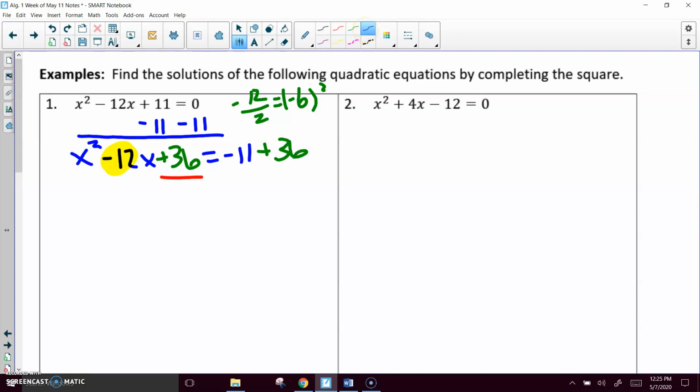My next step is to factor my perfect square trinomial. What do I multiply together to get positive 36 that adds to negative 12? That would be negative 6 and negative 6. So my factoring would be the quantity x minus 6 squared equals, and then let's simplify what's on the right. Negative 11 plus 36 is 25.